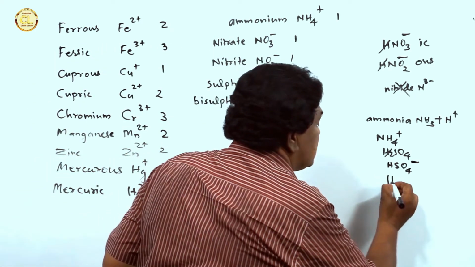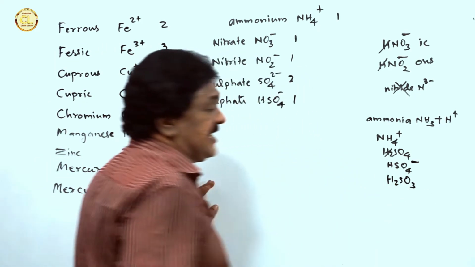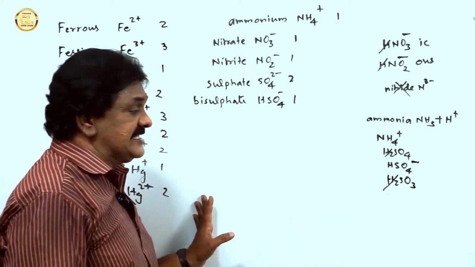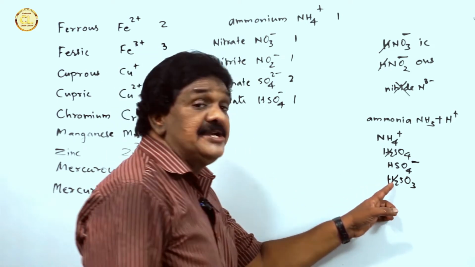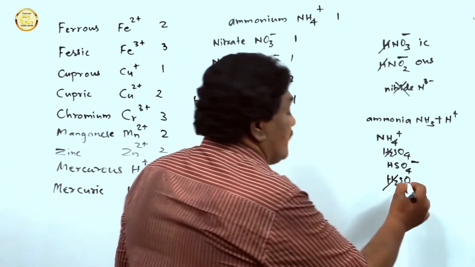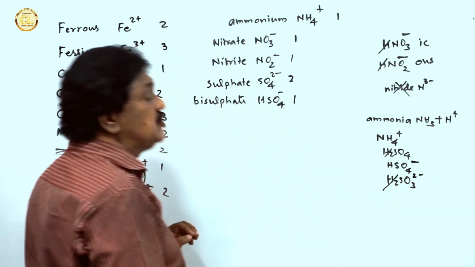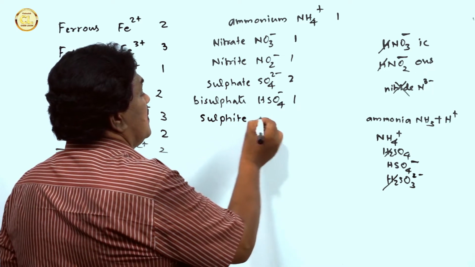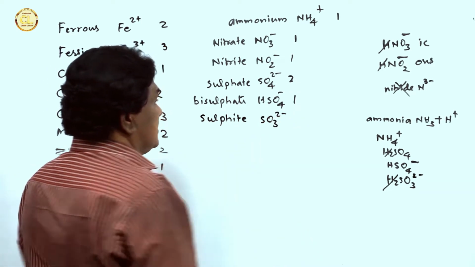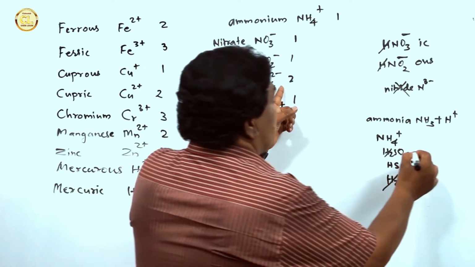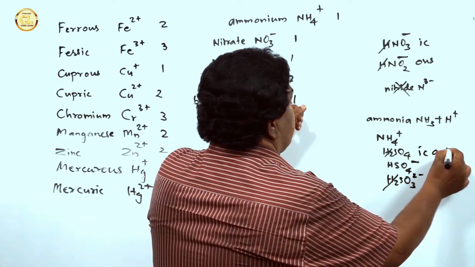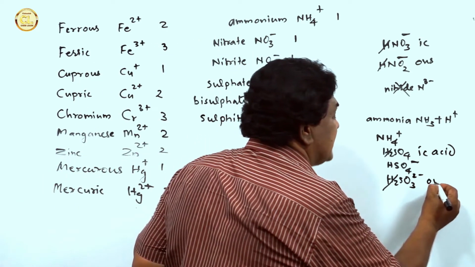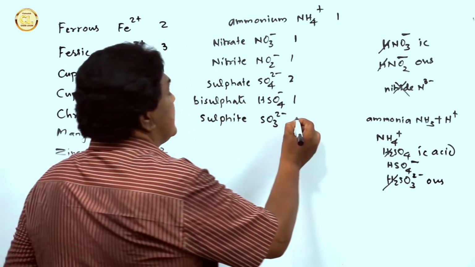Now, you know that sulfurous acid is H2SO3. If both the hydrogen ions are removed from sulfurous acid, you get SO3 2 minus. That ion is called sulfite. See, this is sulfate, obtained from sulfuric acid. This is sulfite, obtained from sulfurous acid. Its valency is 2.